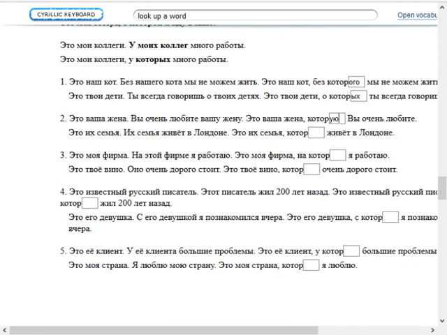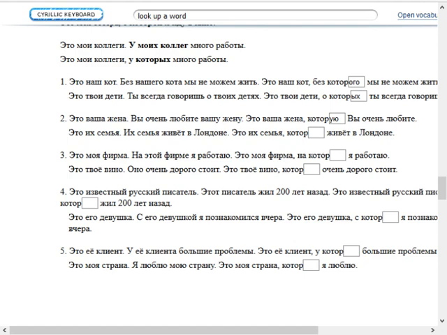Которую. Is that correct? I believe that is correct. Female accusative. Okay. Это их семья. This is their family. Их семья живет в Лондоне. Their family lives in London. And of course, the sentence becomes, this is their family, which lives in London.